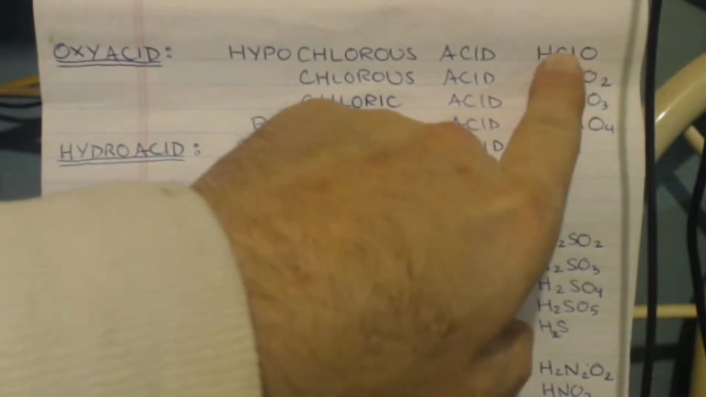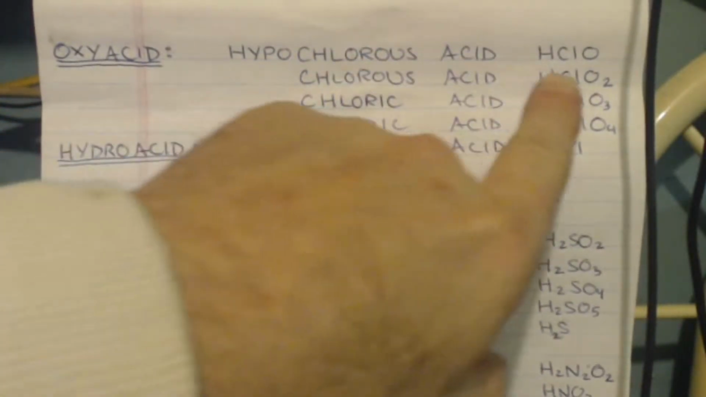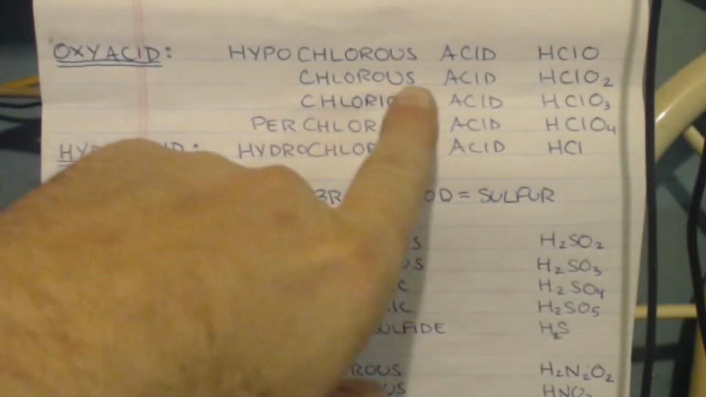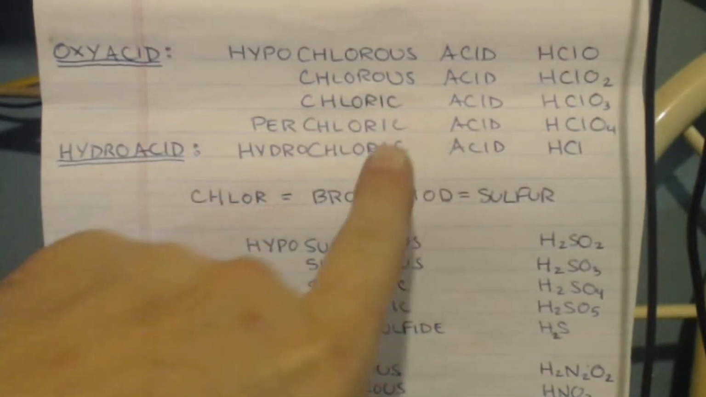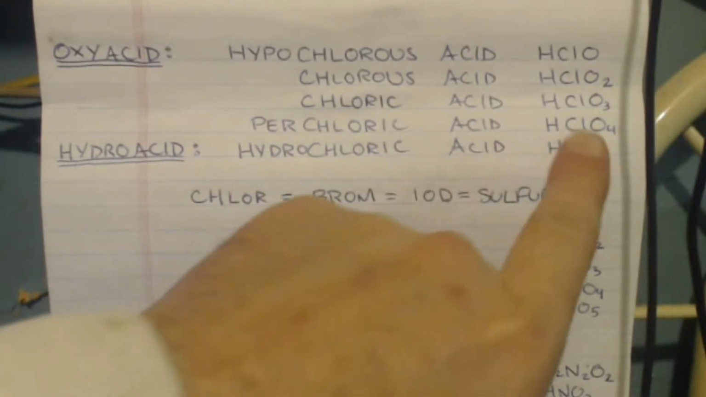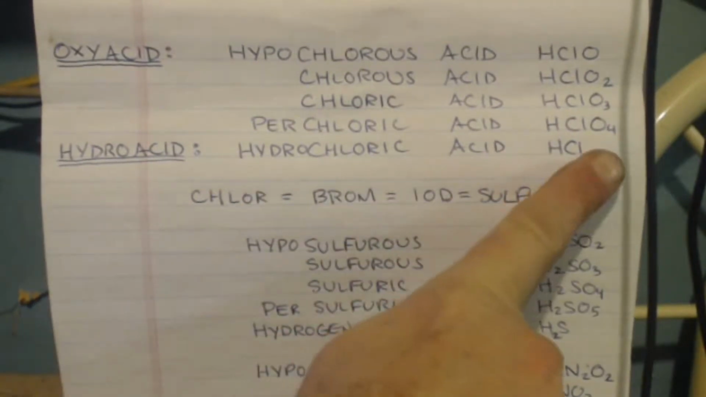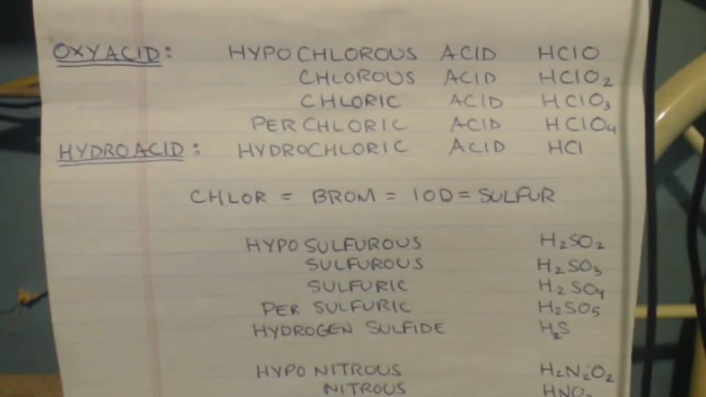The first one that has only one oxygen is hypochlorous. Two oxygens, chlorous. Three, chloric. Four, perchloric. Five, or no, this is not an oxyacid. This is a hydroacid. It has no oxygen, so it's not an oxyacid, but that's hydrochloric acid. I want you to notice how there's a pattern here, okay?